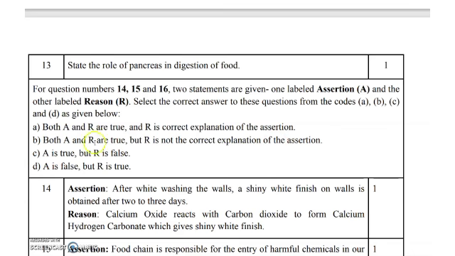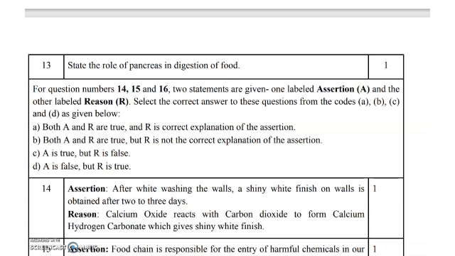And the next one is both A and R are true and R is not the correct explanation. Maybe both statements are true, but it is not the correct explanation. And maybe the assertion is true and the reason is false, or the assertion is false and the reason is true. Like that you can write. Assertion is none other than a statement. So you will get an idea.